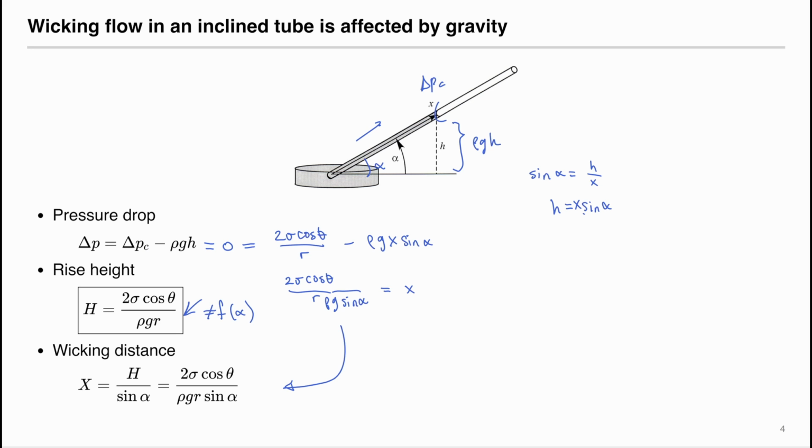This makes sense because if we have another capillary tube of different angle, the head that it develops should still be the same. The head should still be rho gh, and we have the meniscus here.